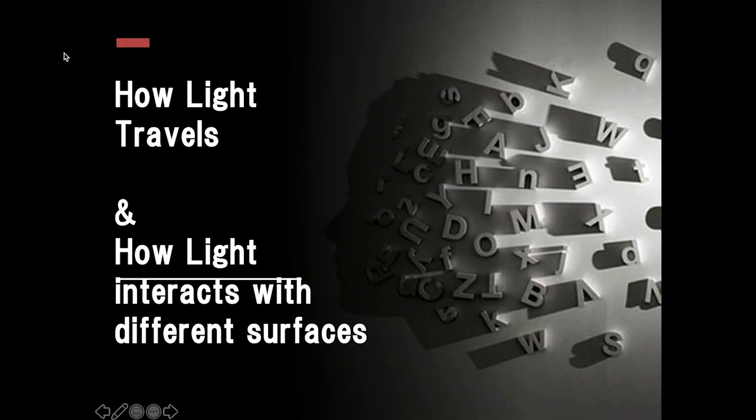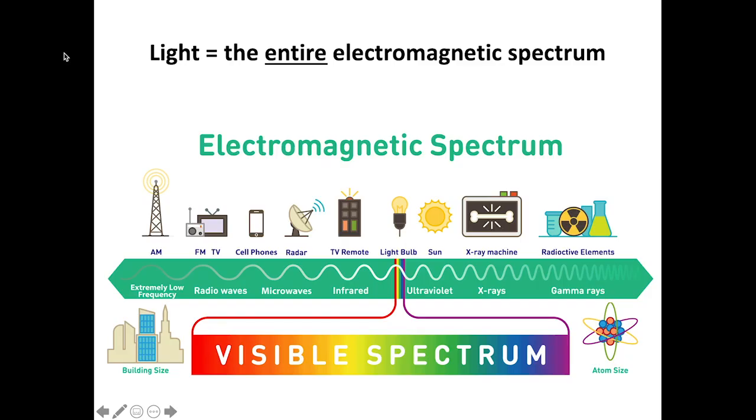So for today's lesson, we're going to continue on with physics, and we're going to talk a little bit about how light travels, as well as how light interacts with different surfaces. When I'm talking about light, I'm not only talking about the little bit of light that we typically think about, like light bulbs or the sun, but I'm talking about the entire electromagnetic spectrum.